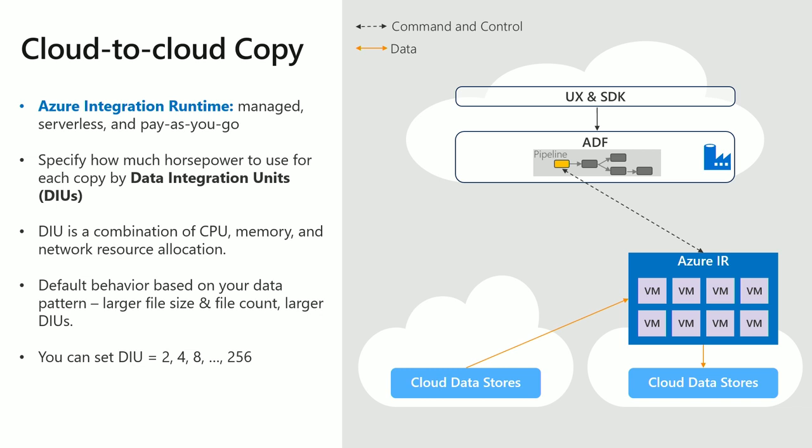That is fully managed infrastructure. It's serverless, highly scalable, and pay-as-you-go. For each data copy, you can also choose how much machine power you want to use to execute that copy from source to sink. You can imagine it's a bunch of VMs, and ADF will give you that amount of machine power when you execute the data copy. That IR will retrieve data from the source and write data to the destination.